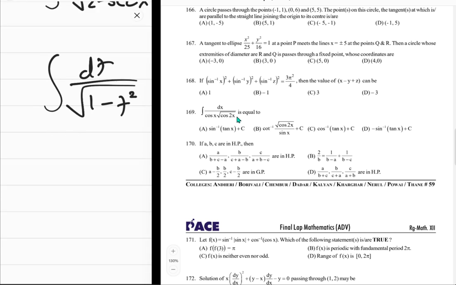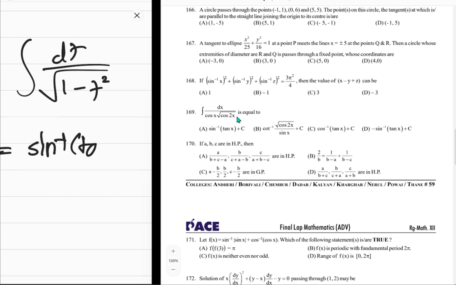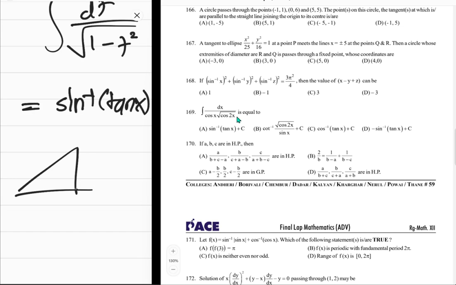Isn't that it? 1 minus t squared. So this is easy, it'll just be sin inverse of t. And sin inverse of what? Sin inverse of tan x basically. And that isn't that hard actually, because, oh wait, what? Sin inverse of tan x. Oh okay, this is hard.